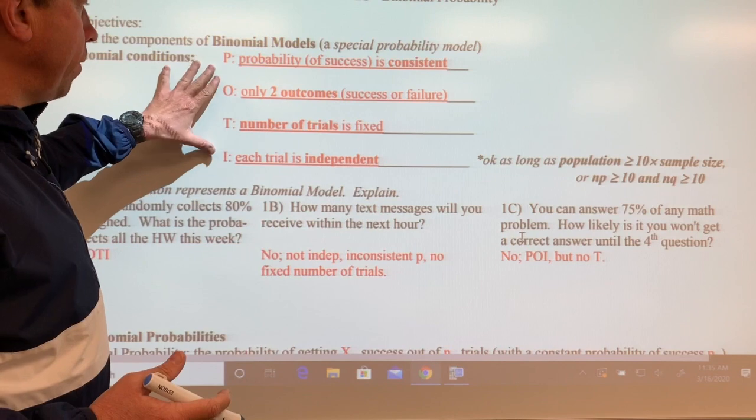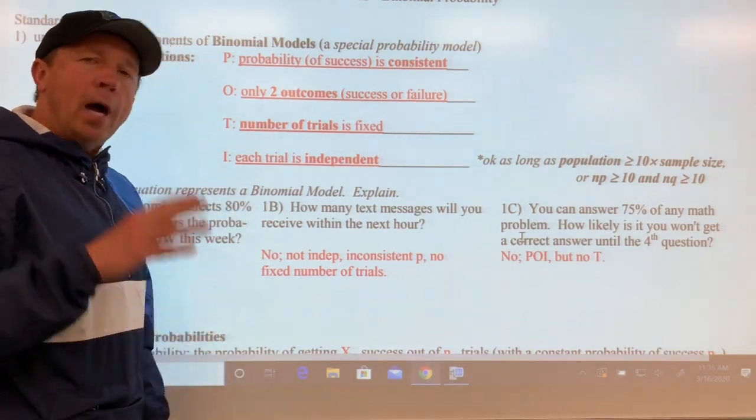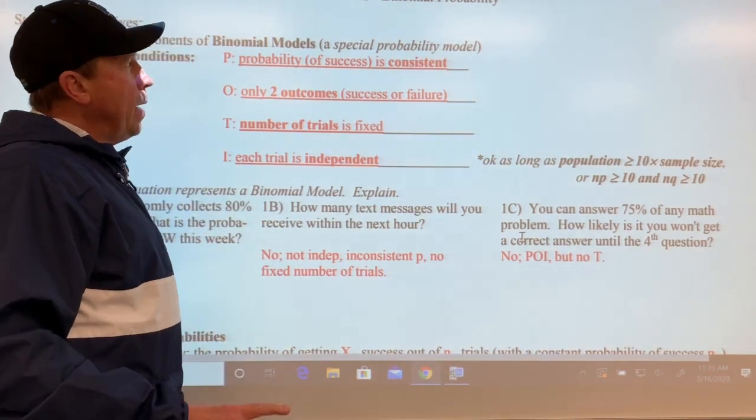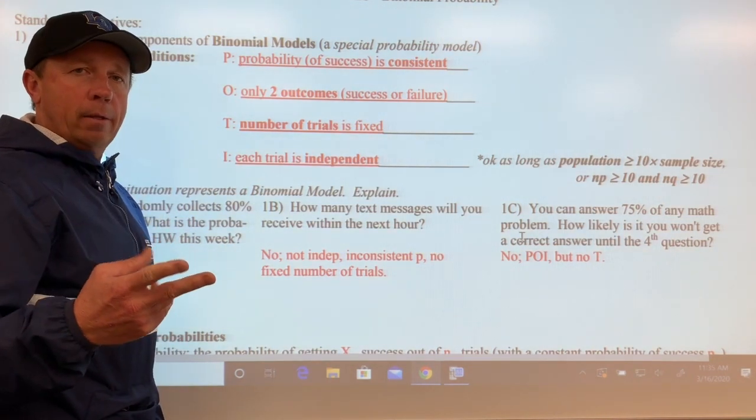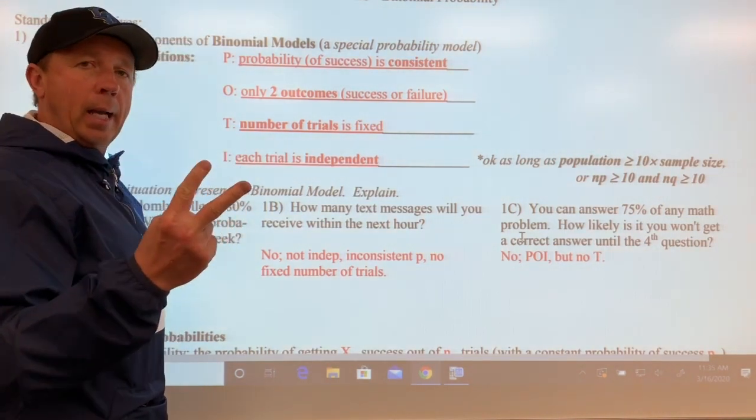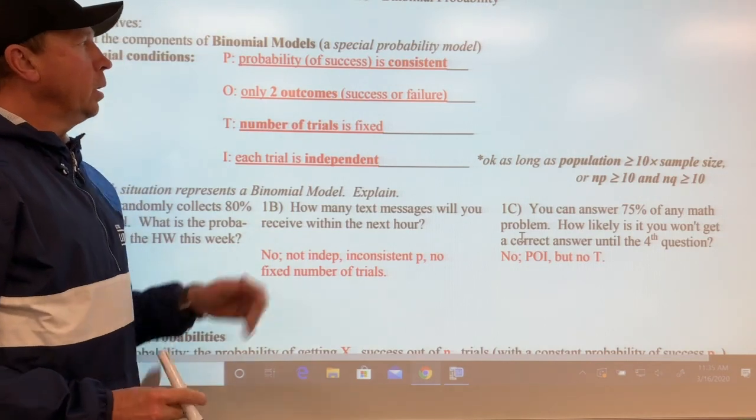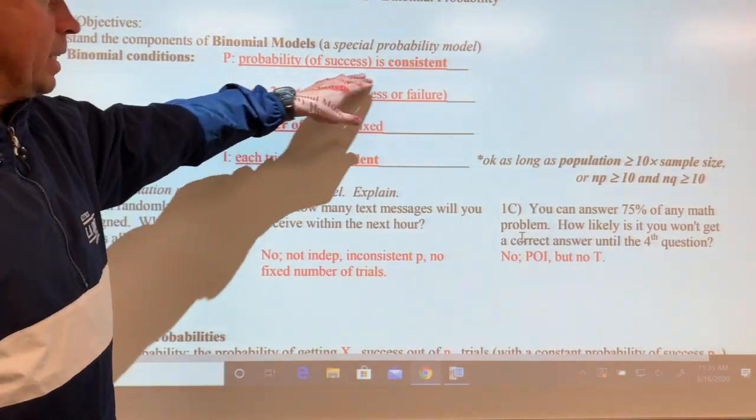Okay, there are four things that make a binomial. It's another acronym for you. And the acronym is POTTY. Okay, there are two things that can happen on the POTTY, I guess. And there you go. Okay, so probability of success is consistent.